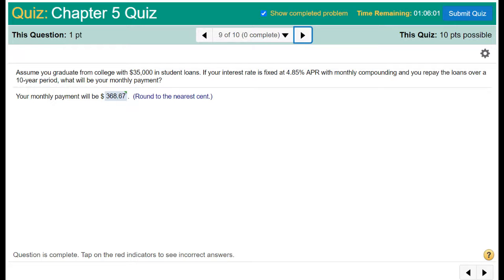This 10-year, it's not annual. It says monthly compounding. So this has to be converted and this has to be converted. So 10 years become 120, 10 times 12. This 4.85 divided by 12 because we have to make it a monthly interest. And we're computing for payment. Future value is 0. Present value is 35,000. And this is our amount, 368.67.